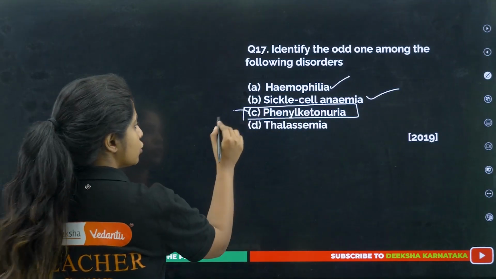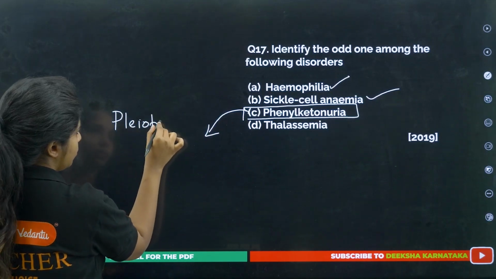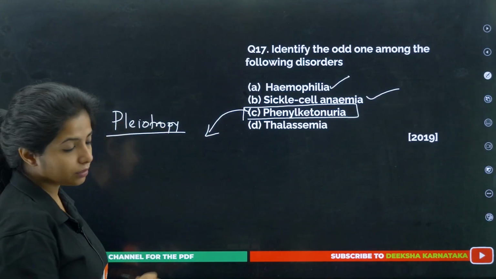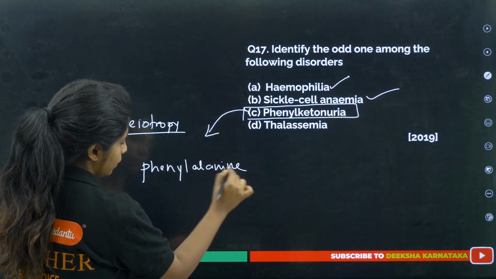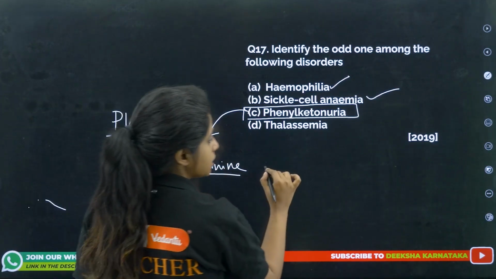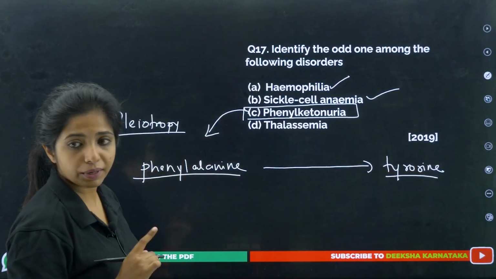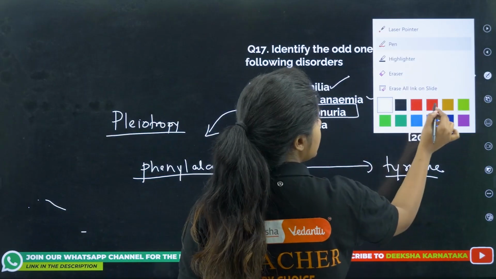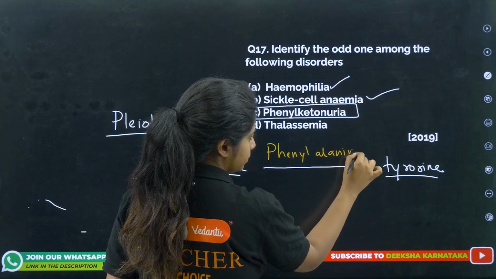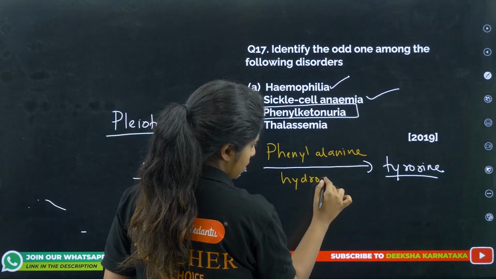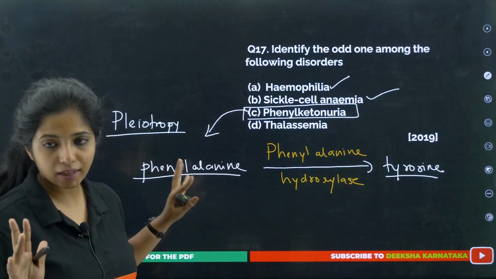Phenylketonuria is a disease which happens, and this is an example of pleiotropy. I told you, pleiotropy. What happens exactly over here? So in our body we have an amino acid which is phenylalanine. And this phenylalanine is converted to something that is known as tyrosine with the help of one particular enzyme whose name is phenylalanine hydroxylase. Fine, that is the name of the enzyme.